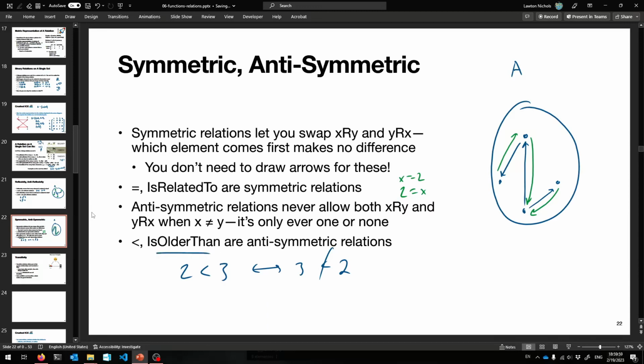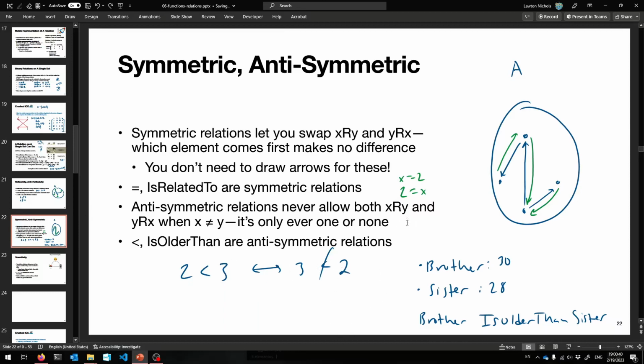"Is older than" is also an anti-symmetric relation. So, I don't know, I am a brother, I'm 30, and I'm older than my sister, right? I have a sister, she is 28, and this is true. The brother is older than the sister under this relation, "is older than". But it's not true that you can flip them. These are two different elements of our domain. It's not also true that sister is older than brother. Sister is younger than the brother. You see that? That is how that works. So you can't flip it. It's only ever one side is true. One or none, all right?